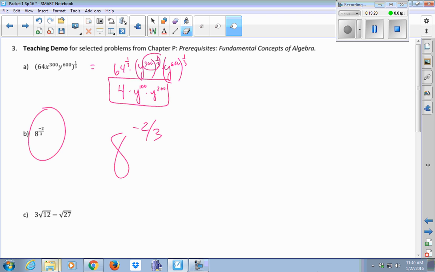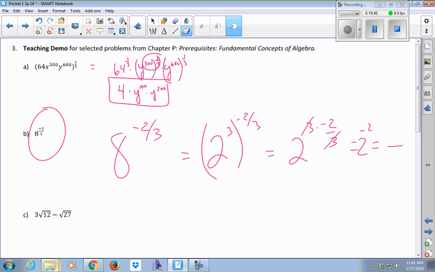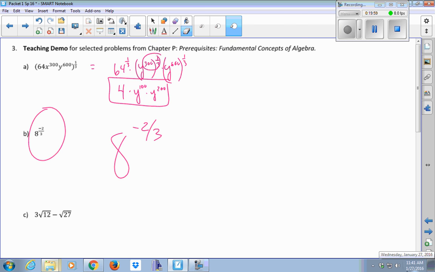8 can be written as 2 cubed. That's 8. 2 times 2 times 2. Now I have a power to a power. What do I do to those exponents? I multiply them. Boom, boom. 2 to the negative 2 says square 2, 4, and put it downstairs. There's your answer. That's one way to do it. Most students don't think about doing it that way. Okay, the other way to do it is to tear apart what each one of these pieces of the exponent means.